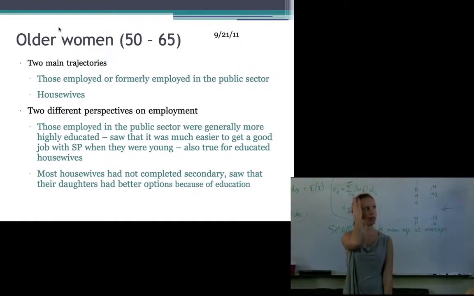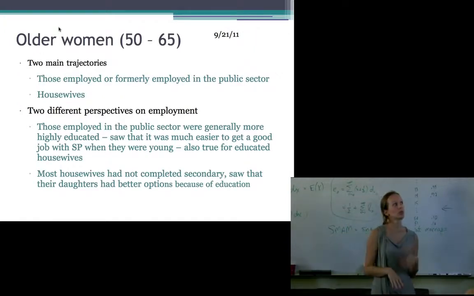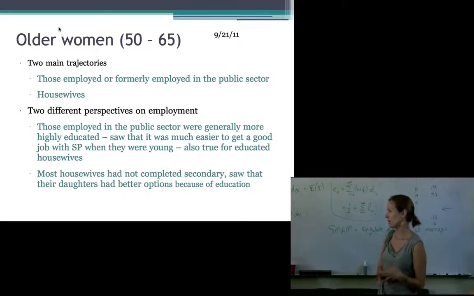So for older women, we had basically two groups: the ones who were employed or formerly employed in the public sector, and housewives. Those who were employed in the public sector were usually beneficiaries of this employment guarantee. They had vocational education, secondary education, or university degrees. They pretty much all said that back when they graduated, it was very easy to get a job. You sat at home and waited for a few years, and then you took your job.